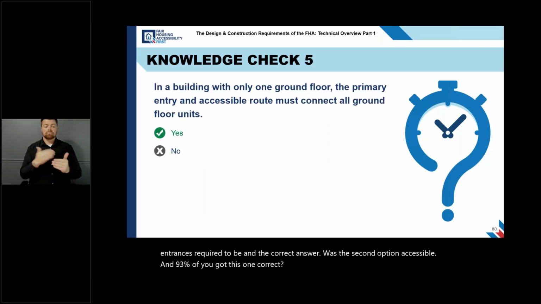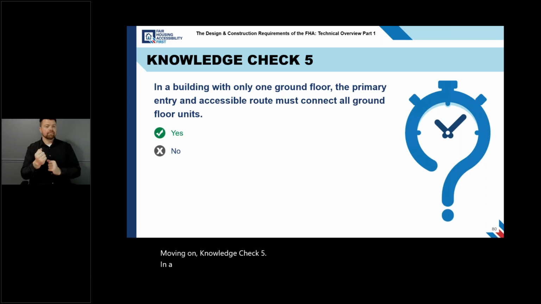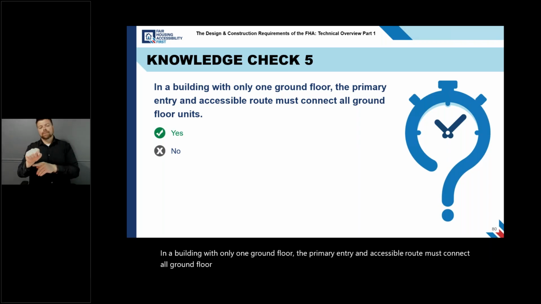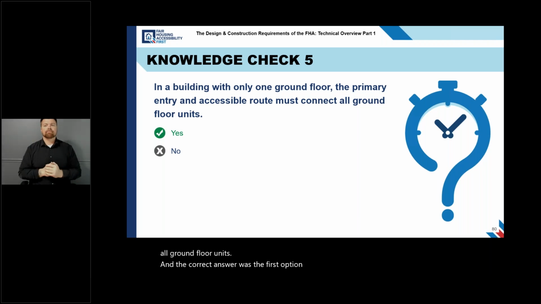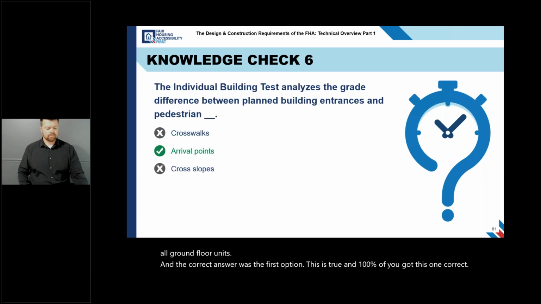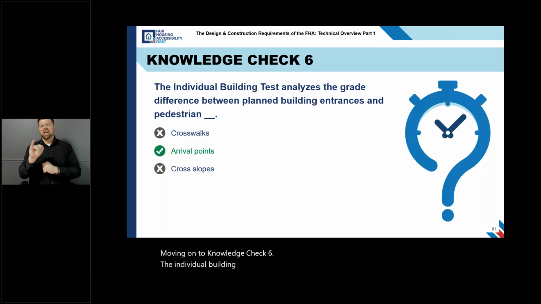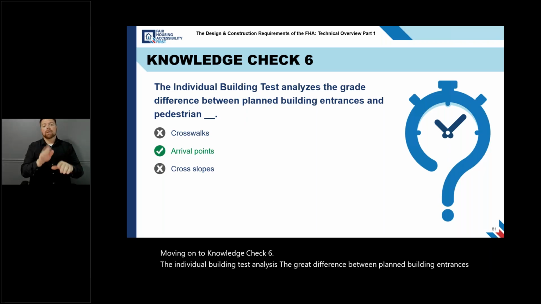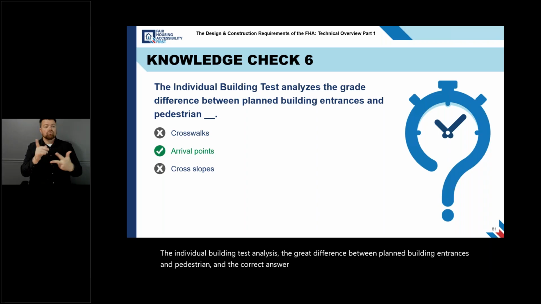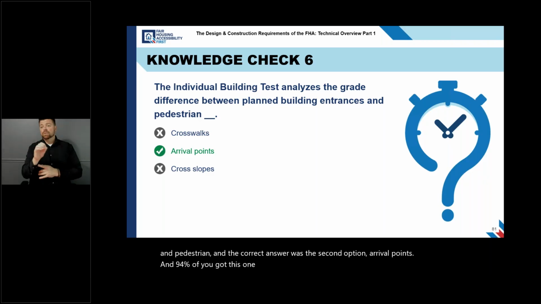Moving on to knowledge check 5. In a building with only one ground floor, the primary entry and accessible route must connect all ground floor units. And the correct answer was the first option. This is true. And 100% of you got this one correct. Moving on to knowledge check 6. The individual building test analyzes the grade difference between planned building entrances and pedestrian, and the correct answer was the second option, arrival points. And 94% of you got this one correct.